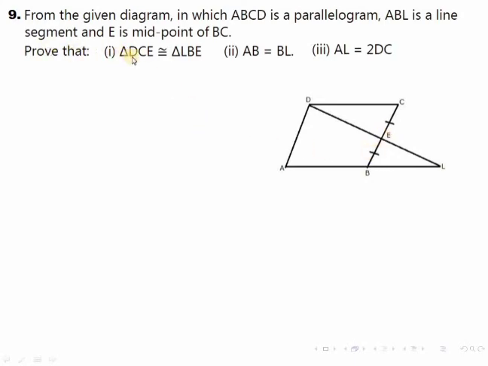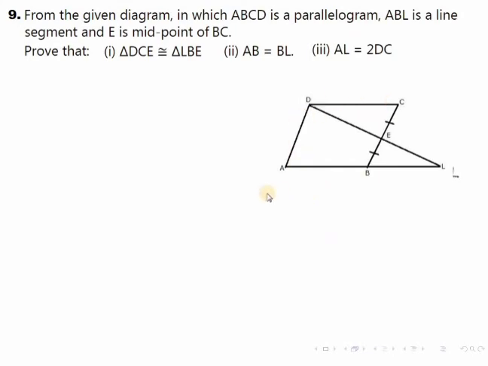We need to prove that triangle DCE is congruent to triangle LBE. DCE is this triangle, LBE is this triangle. We need to show that this triangle and this triangle are congruent. After that, we need to show that AB is equal to BL. That's what we need to show. And the third one, AL is equal to 2 times DC. So AL is double of this DC. That's what we need to show.